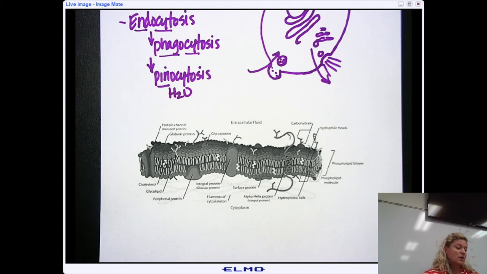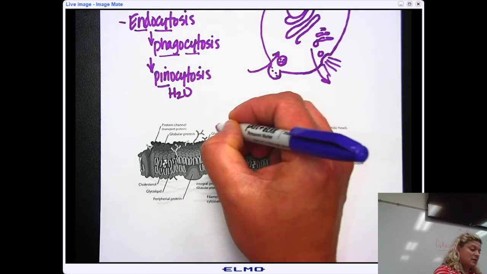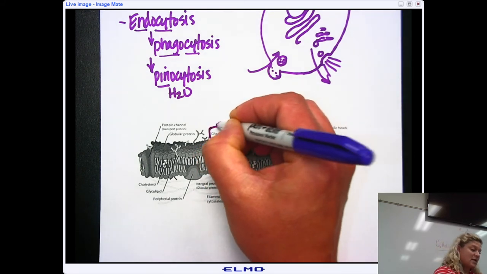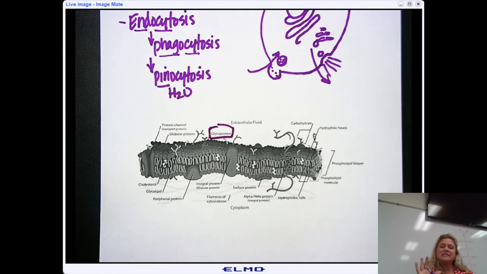The first one is going to be a glycoprotein. We see that glycoprotein right here, and it almost looks like an antenna as it's sticking out of the cell. The function of that glycoprotein is to serve as a receptor and enzyme. So it's actually communicating. When I said antenna, it kind of literally is, in terms of what it's communicating with the cell.